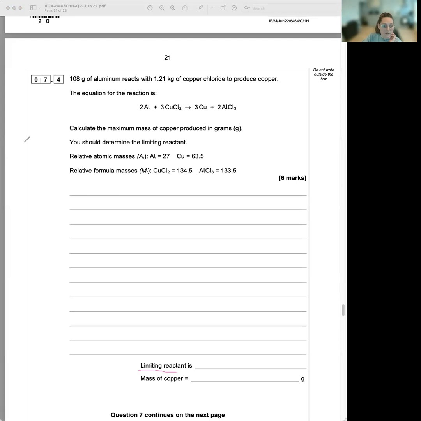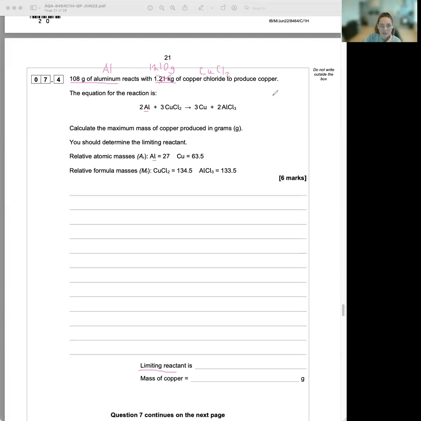So I always think about things in terms of what I have. I have 108 grams of aluminium. I'm going to give that a symbol because I want to make sure I'm looking at similar things. It's going to react with 1.21 kilograms. Right away I can see that I don't like kilograms, so I'm going to times it by 1,000 so that I can get everything in the same unit, and I want grams. So it's going to be 1,210 grams of copper chloride. And again, I'm going to switch to symbols, CuCl2.